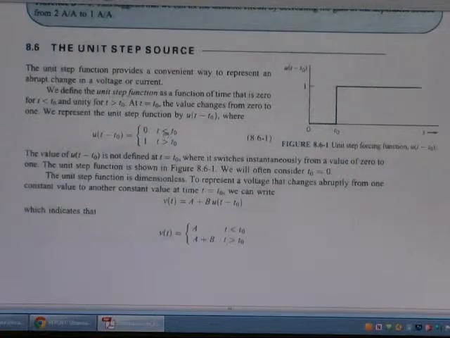For t less than t0, u(t minus t0) is 0, and when t is greater than t0 it will be 1. This is the unit step function.